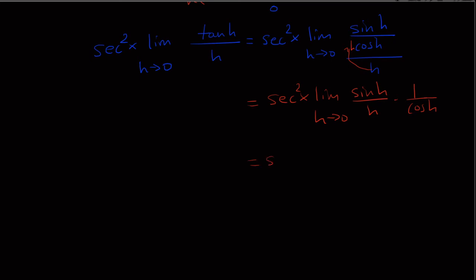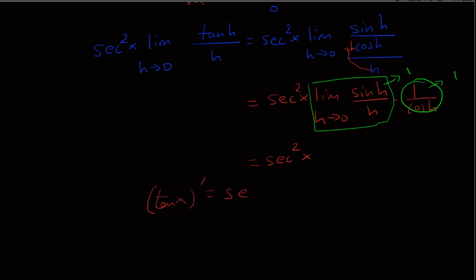Okay, so secant squared is outside. We know that the limit as h approaches 0 of sine h over h goes to 1. And then 1 over cosine h, if I plug in 0 for h, that also goes to 1. So it's just secant squared times 1, which is just secant squared. So the derivative of tangent is secant squared, and that completes the proof.